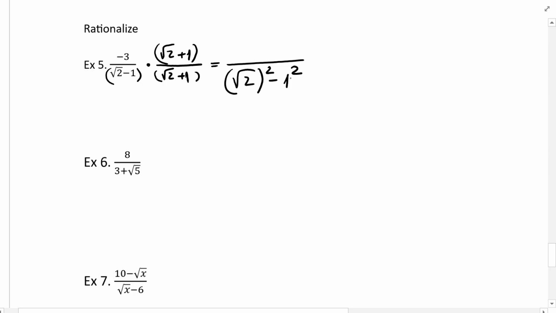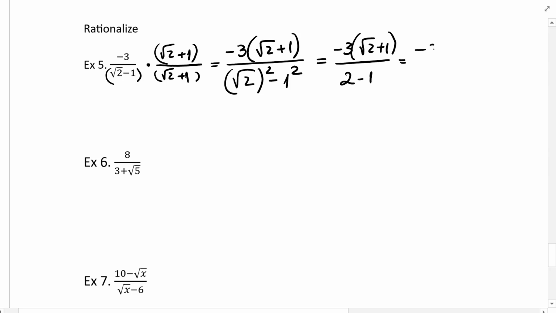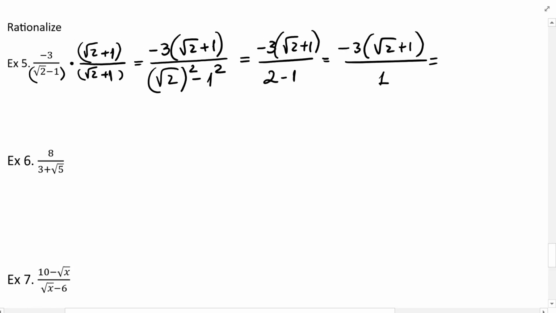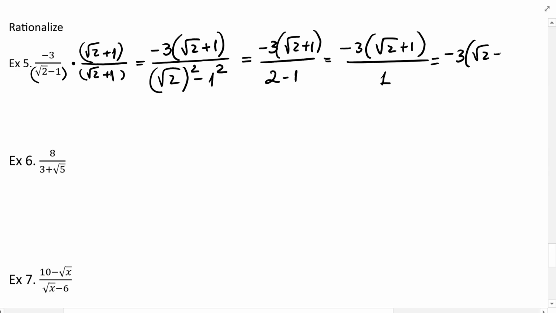(a minus b)(a plus b) is a squared minus b squared. And the numerator is negative 3 times the quantity of square root of 2 plus 1. If you don't put the parentheses around your terms, you will not get the correct answers. So at the denominator, we get 2 minus 1, and at the numerator, we keep the product for a little bit, because sometimes if you have it in factor form, you can cancel it with some denominator. In this case, the denominator is 1, so all we do is just say negative 3 times the quantity square root of 2 plus 1, final answer.